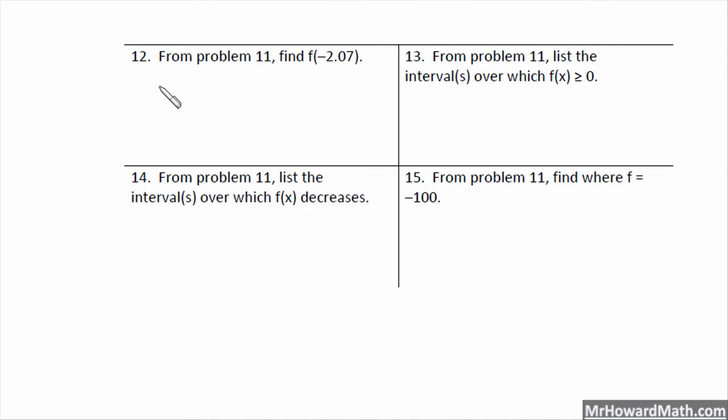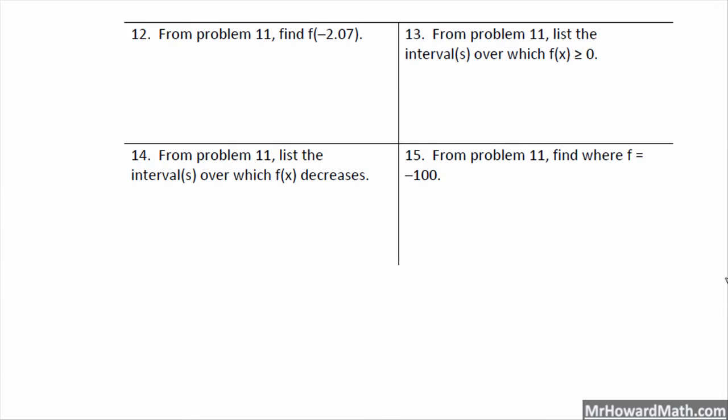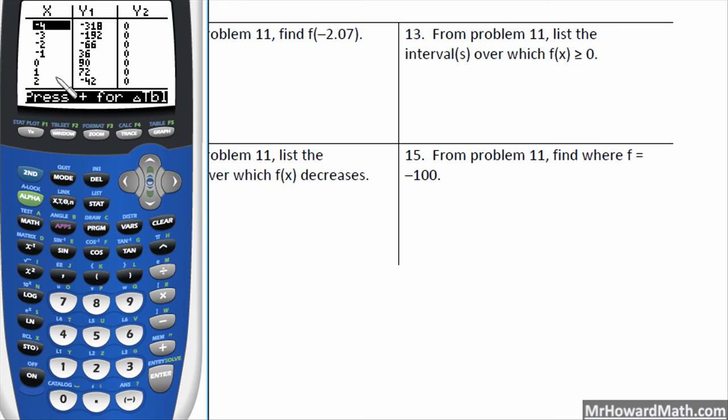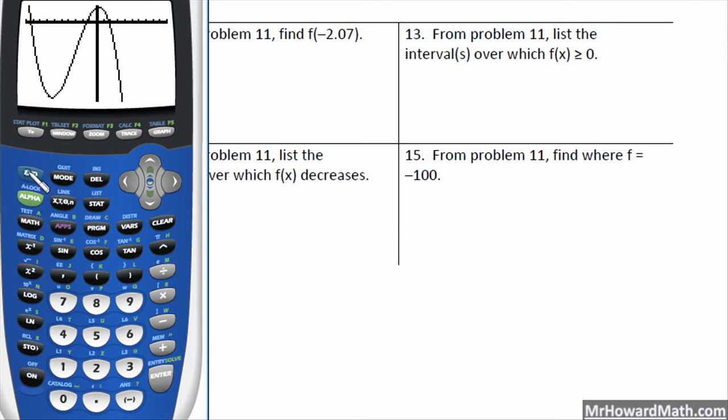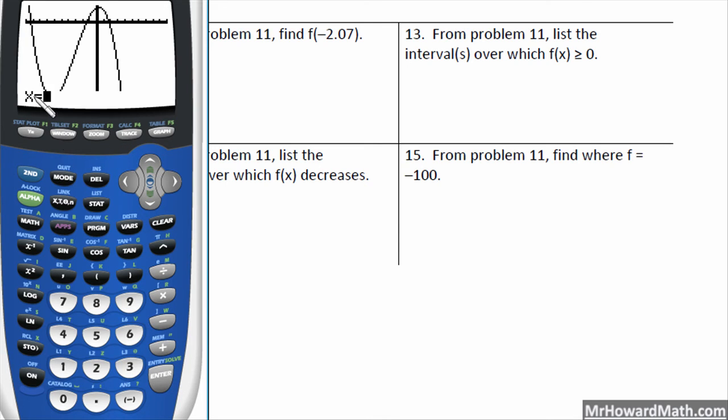All right, number 12 says, from problem 11, so using that polynomial up here that we used before, find f of -2.07. So that's when x is -2.07. We could set up our table to do that, but it's just as easy to use the graph. Second trace, all of these options are under there. We'll use option 1 for value. We'll hit enter. Flashes x equals, allows me to type in the -2.07. Hit enter, and it gives me the y value, which is what the answer is, -74.317.